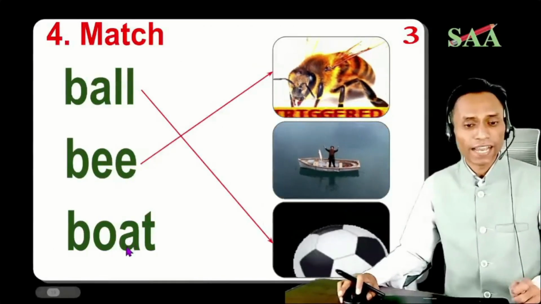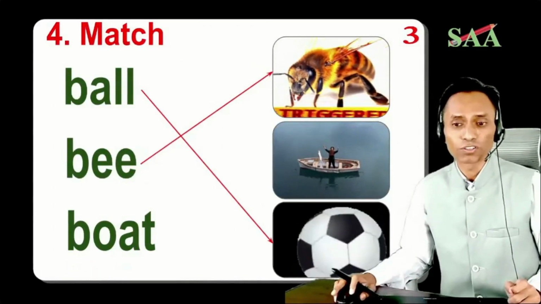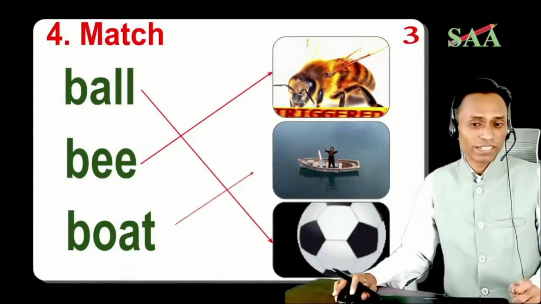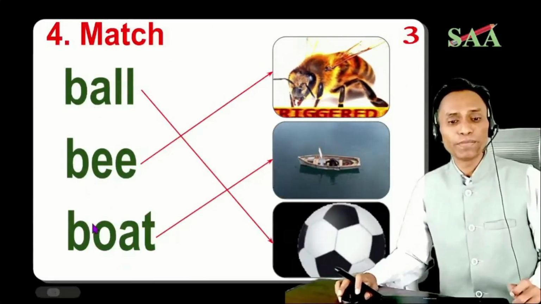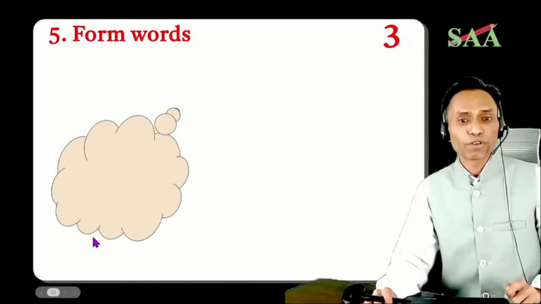Okay, great. And here, what word is this? Boat. So which one is the boat here? Second. The second one is the boat here, right? Obviously, it will be the second one. Very good. So ball, B, and boat. These are the words here. Very good.